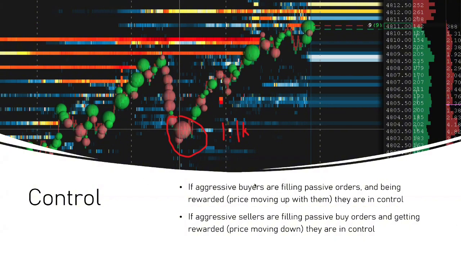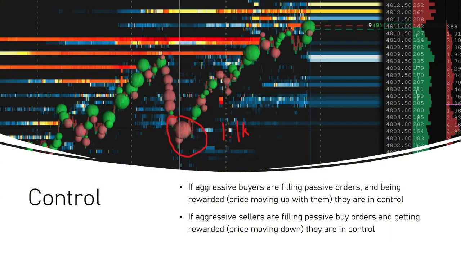If aggressive buyers are filling passive orders, this is how you tell who's in control, right? I just mentioned that a little bit in the previous slide. Aggressive buyers are filling passive offers and being rewarded with price moving up with them. They're in control. We're seeing all these passive sellers get filled and price goes up, up, up. After seeing this and this little bit of a retracement, I still wouldn't be confident in the shorts.